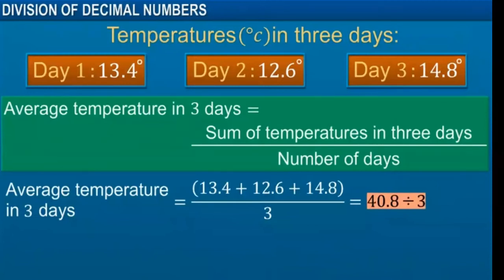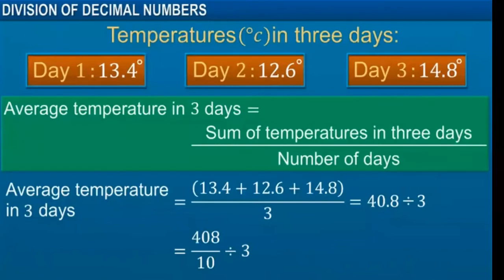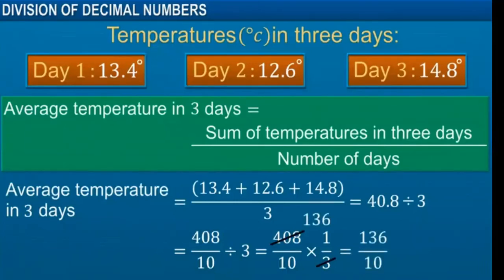To divide, we will first convert the decimal number into a fraction. So we have 408 upon 10 divided by 3. When dividing a fraction, we take the reciprocal of the divisor and multiply. The reciprocal of 3 is 1 upon 3. On simplification, we get 136 upon 10. On division, we get the answer as 13.6.